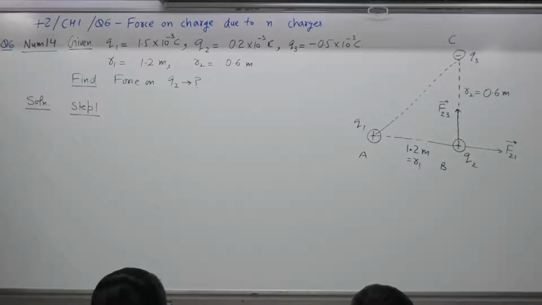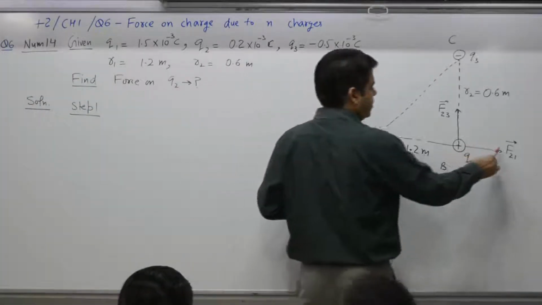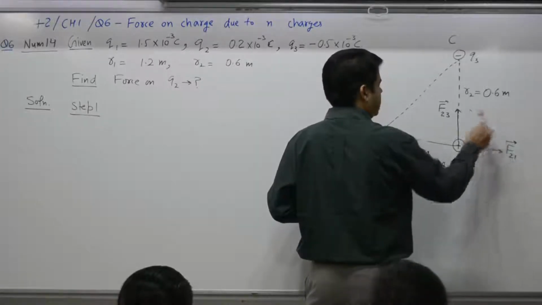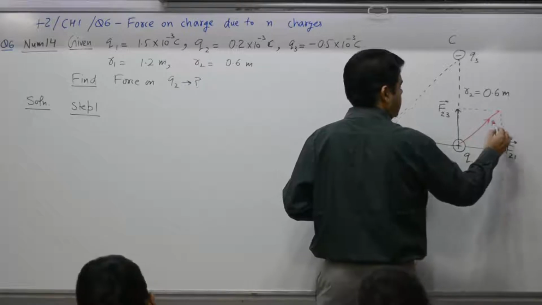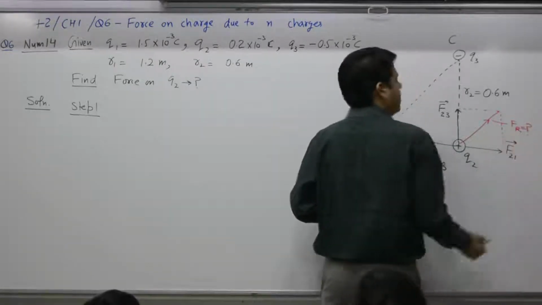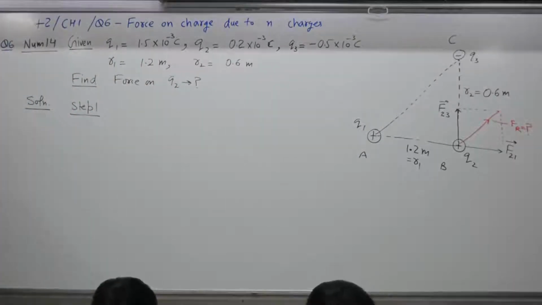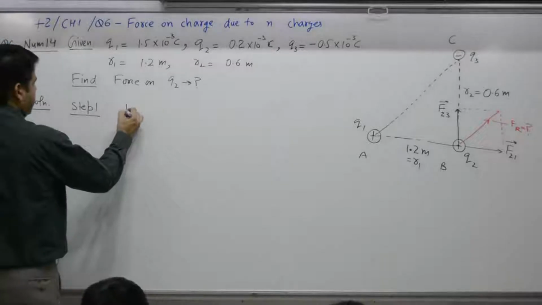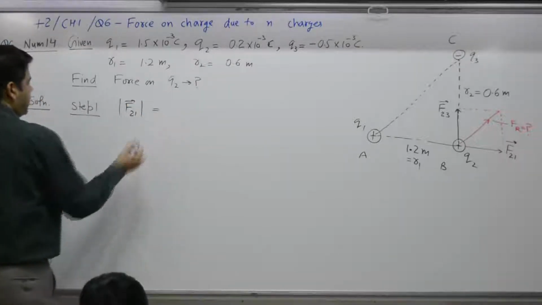How do you find the resultant of the two? The resultant of these two is found by the parallelogram law. This is the resultant, F R. Step 1 is to find F21. F21 magnitude, try.